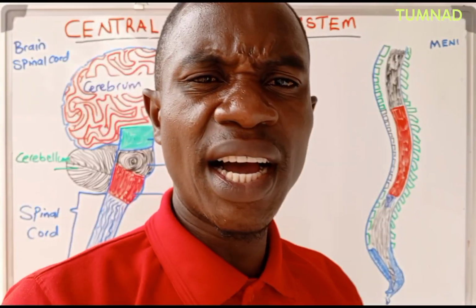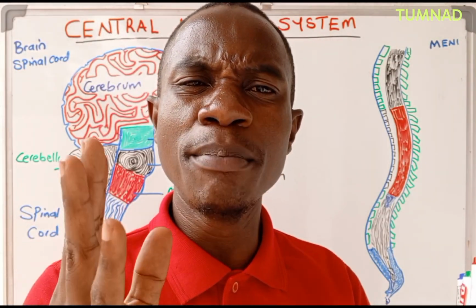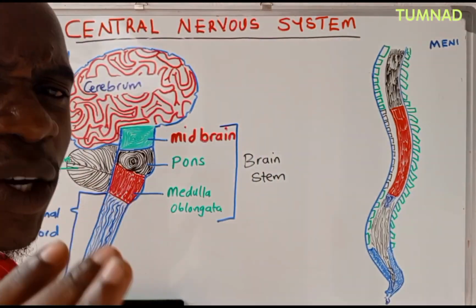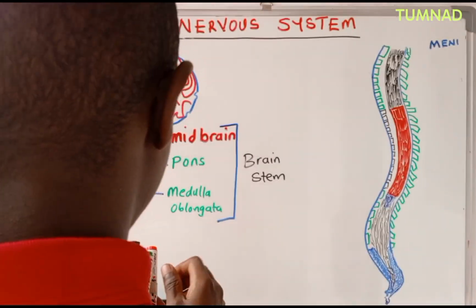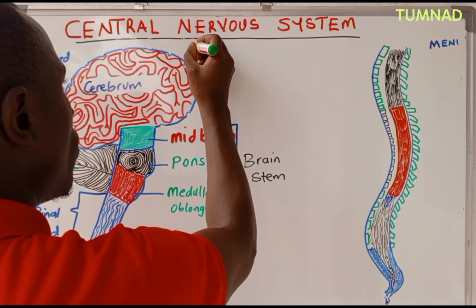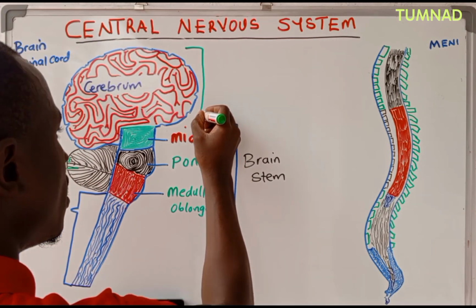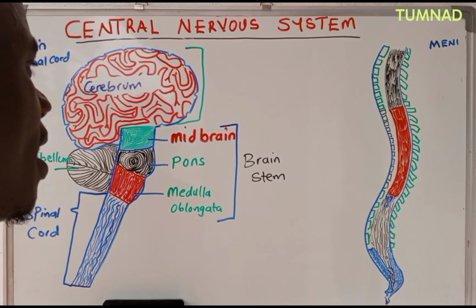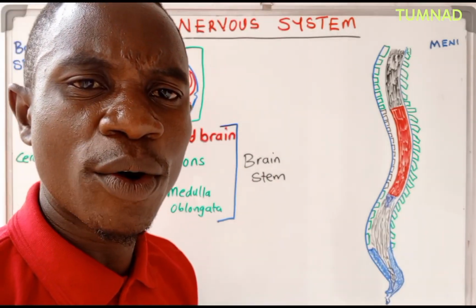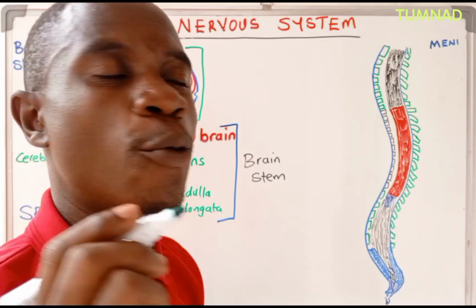But of course, the brain has three main parts. What are those three main parts? The three main parts of the brain: we have the whole of this area here, which consists of the cerebrum. We call it the forebrain.